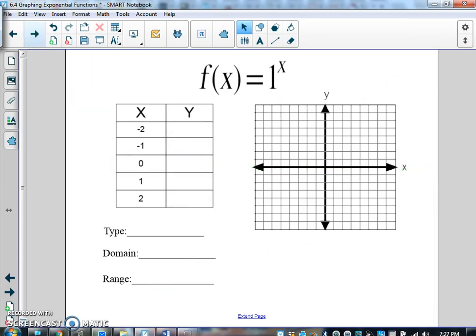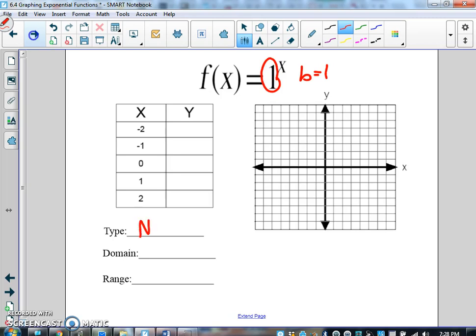One final example here, f of x is equal to 1 to the power of x. Now this one's different. Let's ask ourselves, we're going to look at the base here. My base is equal to 1. So what do I have, growth or decay? Well, in this case, I'm going to have neither. My base is equal to 1. Let's prove that.